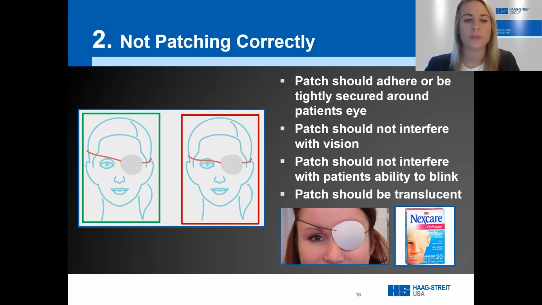It is important for the patch to be translucent to allow some light to come through. Why is this important? If a dark patch is used, it can cause an intermittent darkening of the visual field. This blank out is eliminated by using a translucent occluder.